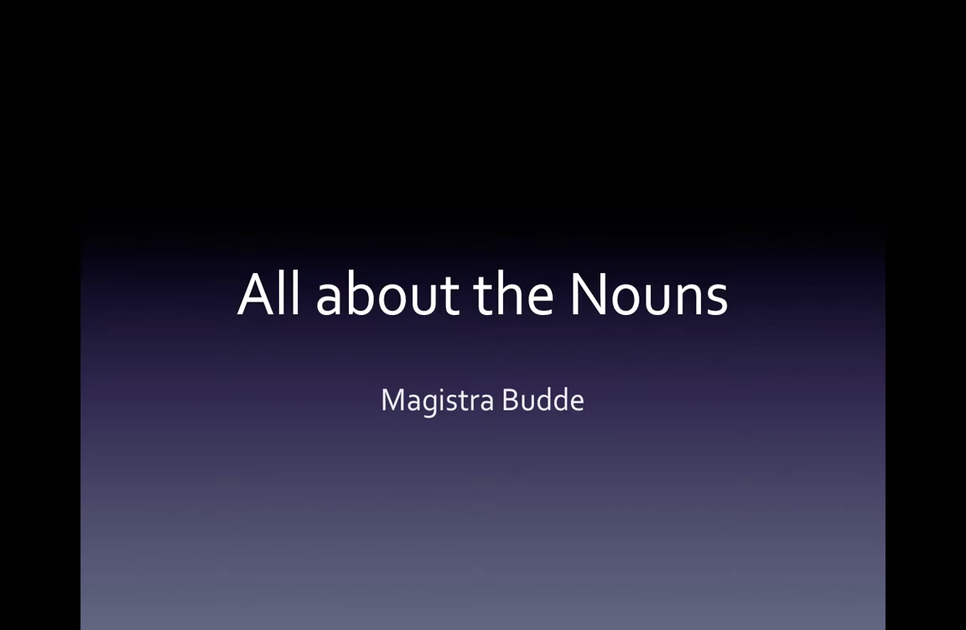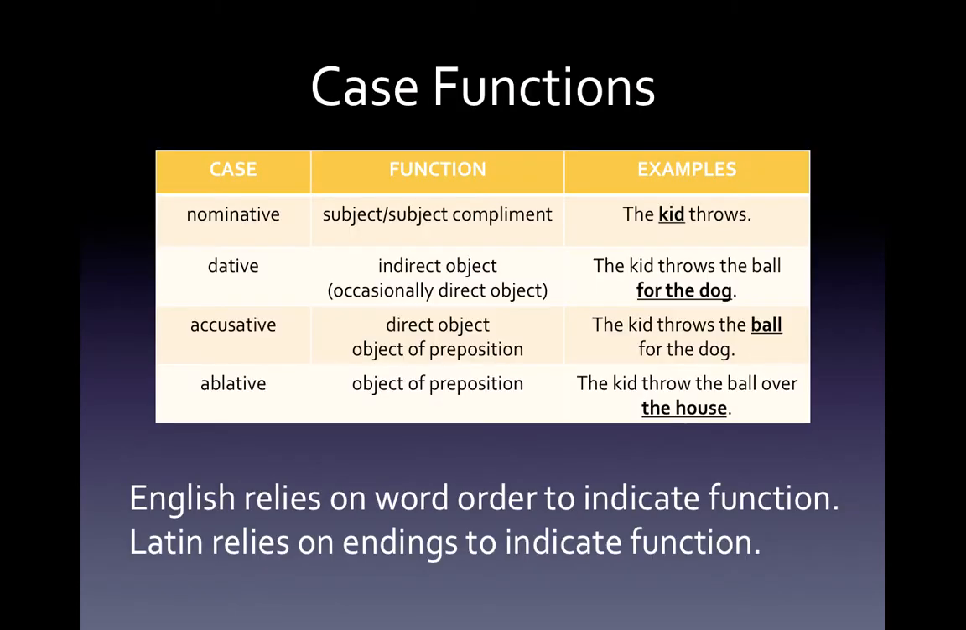Salvete discipuli. This lesson is all about the nouns. So it is very important to first understand that while English relies on word order in order to indicate function, Latin relies on endings to indicate function, and this is why we need to memorize our endings charts with the nouns. So in Latin, the nominative case is always the subject or the subject complement.